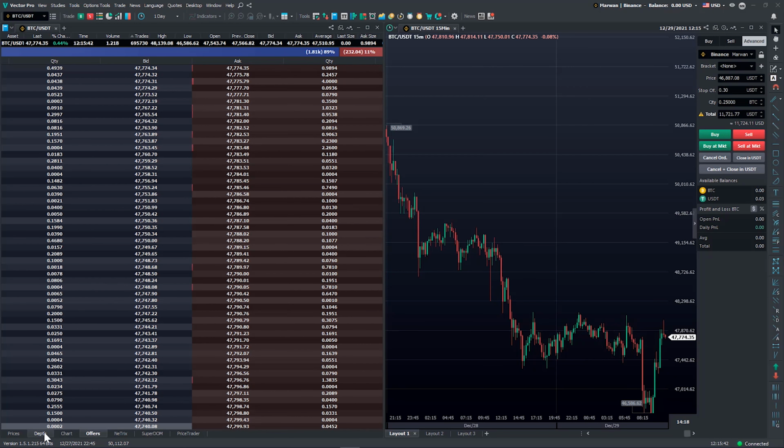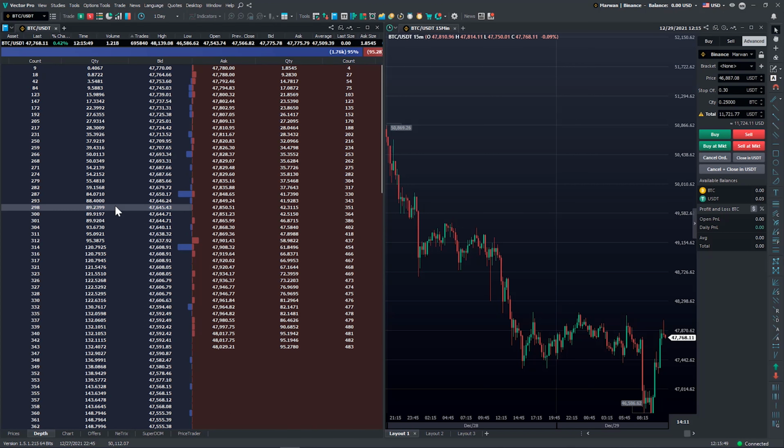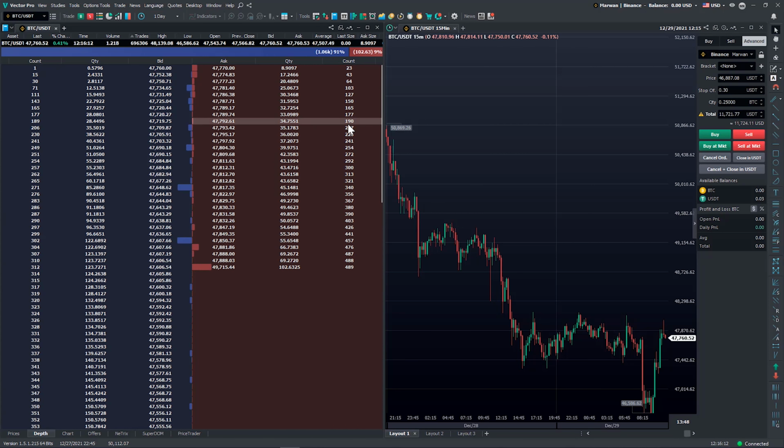Moving over to the Depth tab down below here, we can see starting on the left-hand side in blue, we have the count, which is the number of orders going through, followed by the quantity, which is the amount or quantity of a crypto asset that a trader is willing to purchase at the corresponding bid price listed here. On the far right column in red, we also have the count, which is the number of orders going through, followed by the quantity, which is the amount or quantity of a crypto asset that a trader is willing to sell at the corresponding ask price listed here.